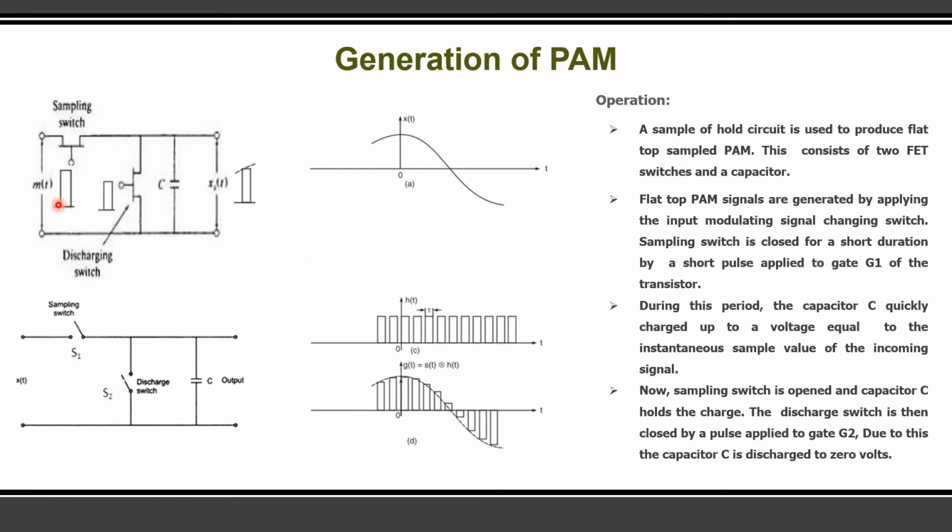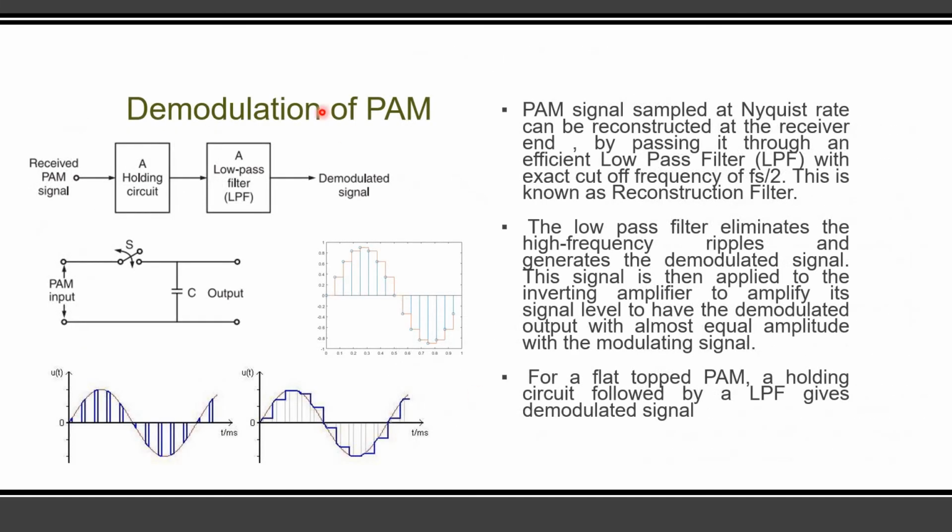In a similar manner, when we apply a second pulse to field effect transistor 1, switch 1 will be closed and switch 2 will be open. You will get a second sample. After getting the second sample, again we open switch 1 and close switch 2 and completely discharge the capacitor. By applying the clock signals to switch 1 and switch 2 like this, we are able to get a pulse amplitude modulated signal. This pulse amplitude modulated signal is transmitted and received.